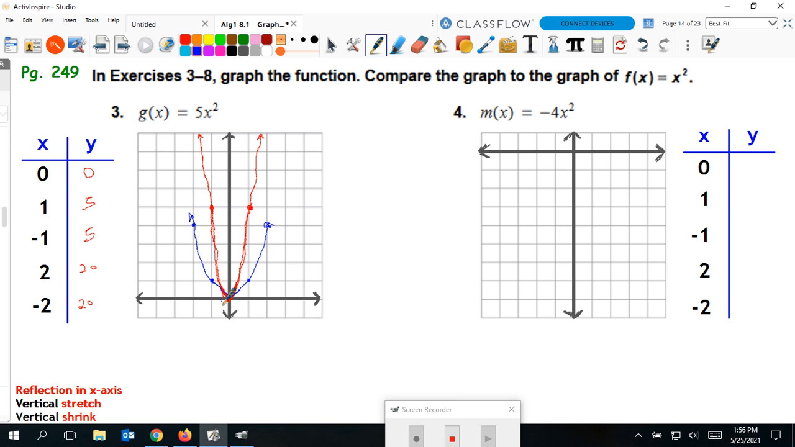So I wrote down the technical words. It's going to be one of these. Is it a reflection in the x-axis? No, it's still going up. Okay. Is it a vertical stretch?